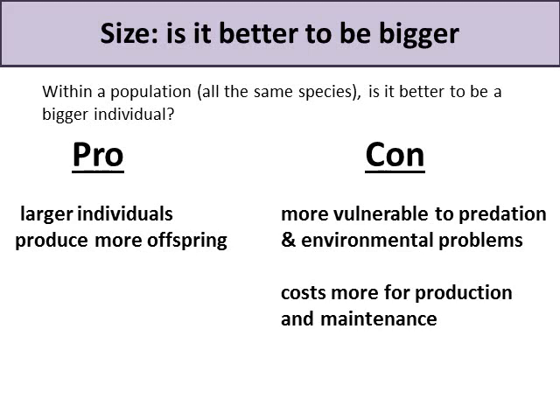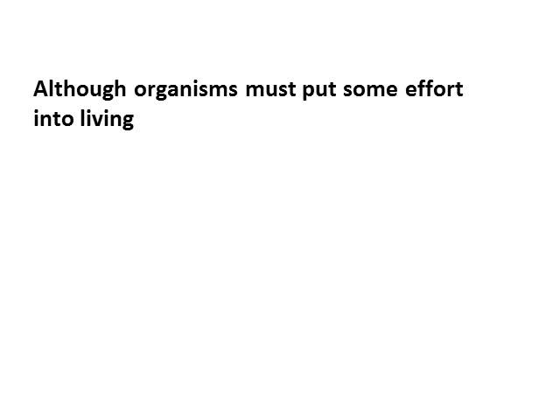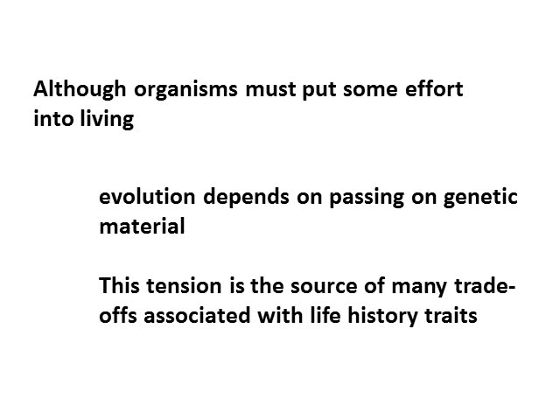Now, the downside is that it makes you more vulnerable to predation and also to environmental problems like food scarcity. It costs more for production and it costs more for maintenance. You have to put a lot more energy into looking for food because you need more food to sustain your body. Although organisms must put some effort into living, evolution depends on passing on your genetic material. So that tension between those two, that you have to live in order to reproduce, is a source of so many of the trade-offs associated with life history traits.